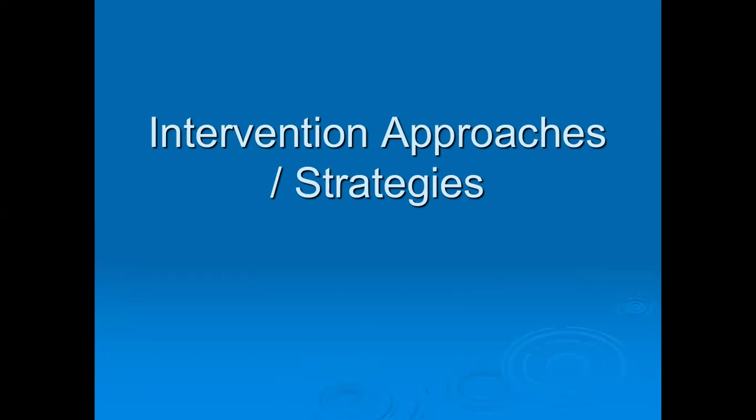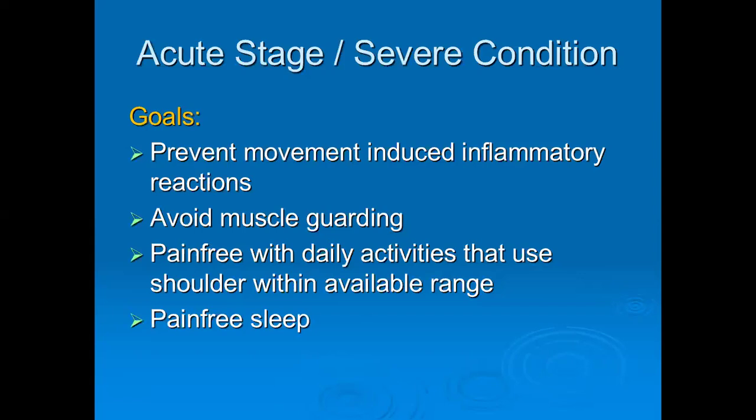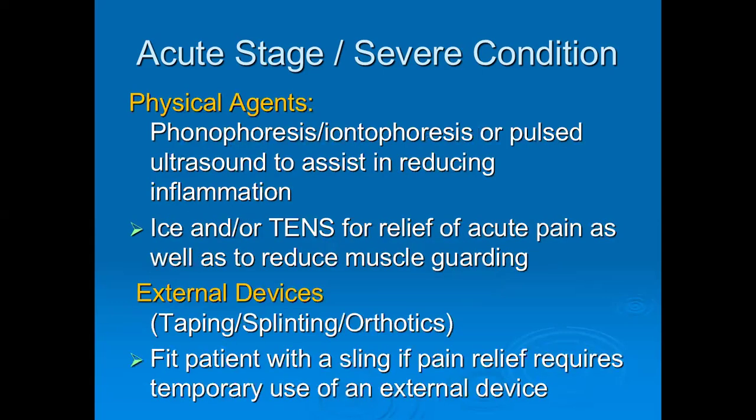It is very important to decide whether the patient is in the acute, subacute, or chronic stage, because every stage has different goals. If the patient is in the acute stage or in the severe condition, our goal is to prevent movement-induced inflammatory reaction, reduce muscle guarding, help with daily activities that use the shoulder within the available range, and provide undisturbed sleep without pain.